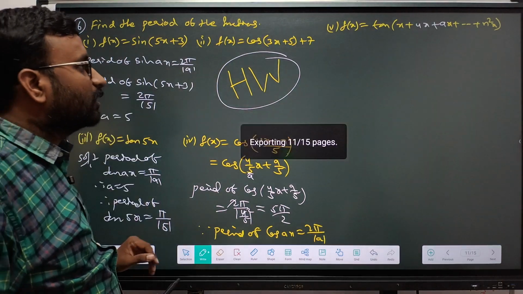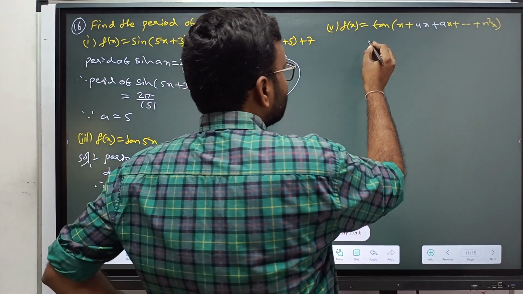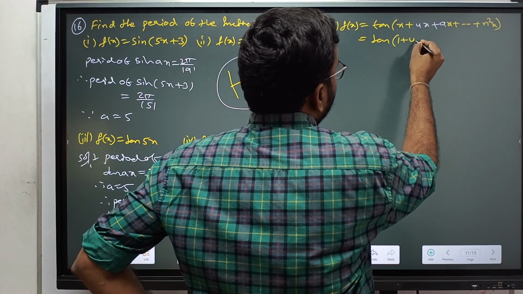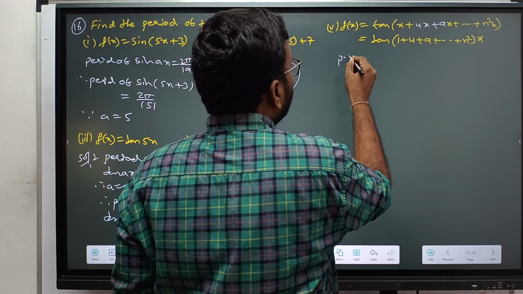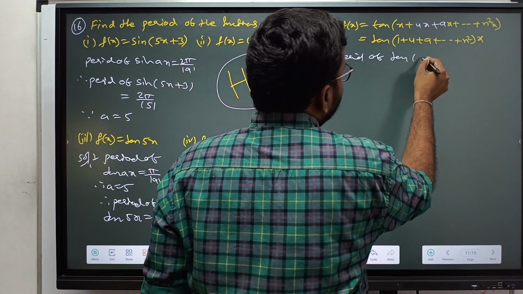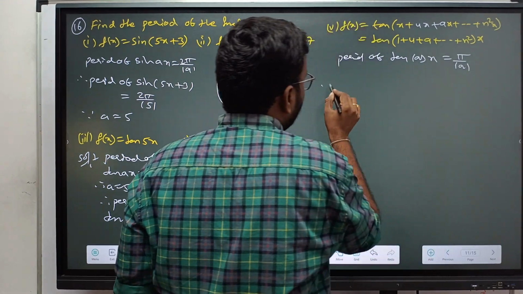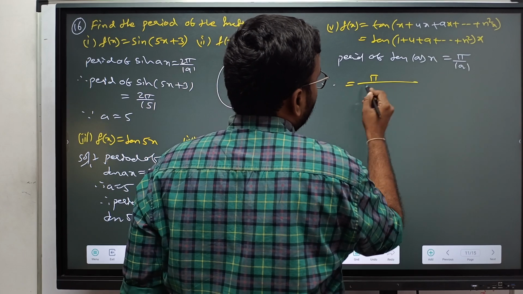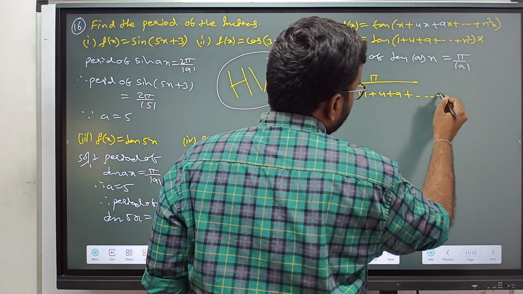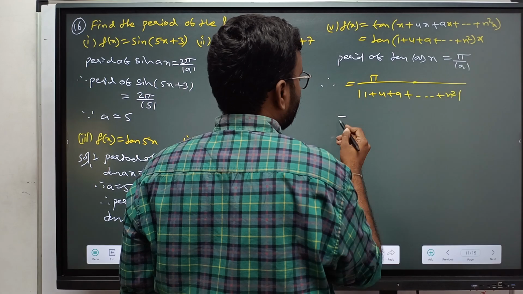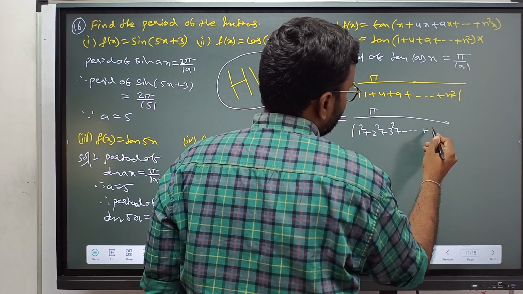What about that question? Period of this tan. So we know tan something x. So we can take x common first of all. Tan of 1 plus 4 plus 9 plus so on plus n square into x. So period of tan ax form. Now tan ax is equal to what? Pi by mod a. Therefore this period is equal to pi by mod of 1 plus 4 plus 9 plus so on n square. But you don't write like this. We have to simplify. That is pi by 1 square plus 2 square plus 3 square plus so on plus n square.